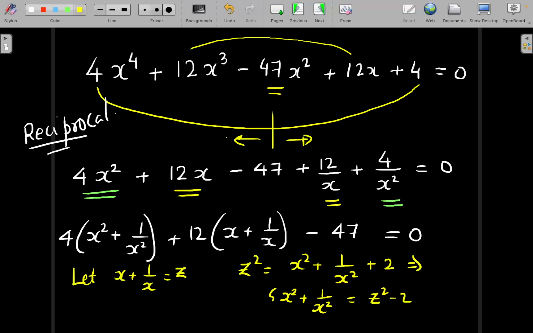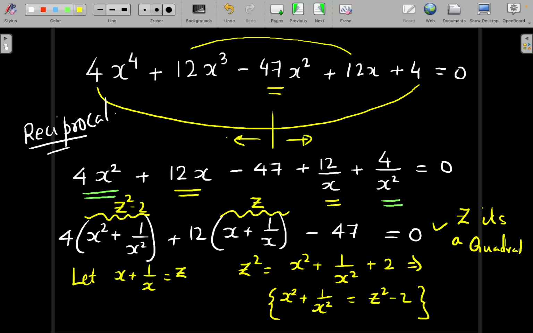So with this, it is very clear what will be the transformation now. This will get replaced with z square minus 2 and this will get replaced by z, and you can see that in this new variable z, it's a quadratic which can be very easily handled. So basically, we were able to solve a fourth order polynomial mainly because of the symmetry. Such equations are called reciprocal equations.